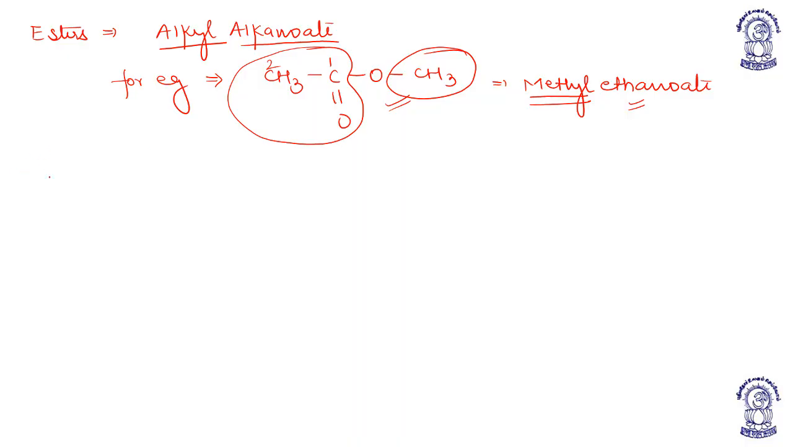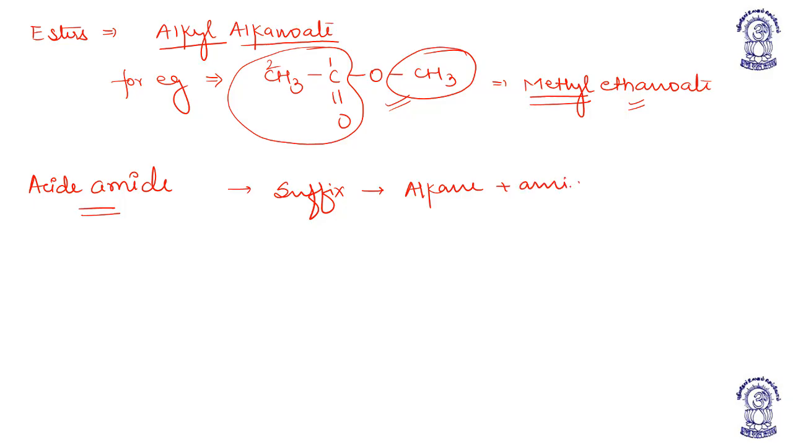Then comes acid amide, or just amide. Suffix amide is used: alkanamide, for example ethanamide. Because E and A cannot come together, I have omitted the E. The name is ethanamide. So this is about the IUPAC nomenclature of aldehydes, ketones, and carboxylic acids.